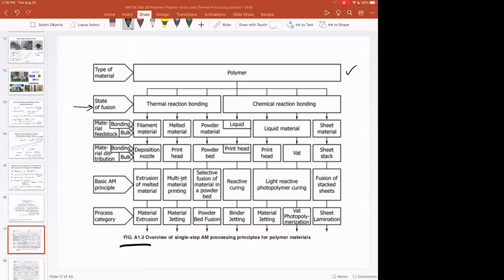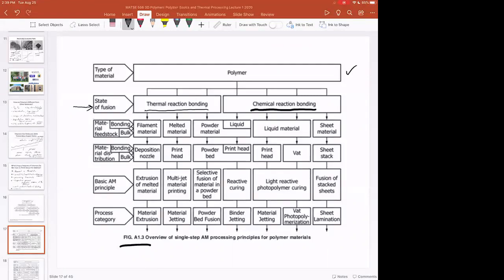But really, there's two ways that we can fuse polymers together. We can do thermal bonding. I don't know why they call it thermal reaction bonding, but evidently the polymer expert at ASTM was out to lunch when they wrote this. Let's just call it thermal bonding, or usually this is going to be a thermoplastic versus chemical reaction bonding, and chemical reaction makes sense. And this is generally going to be a thermoset.